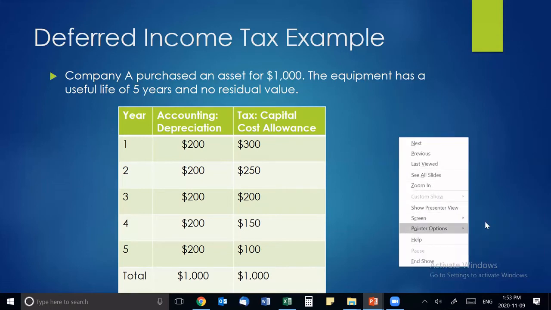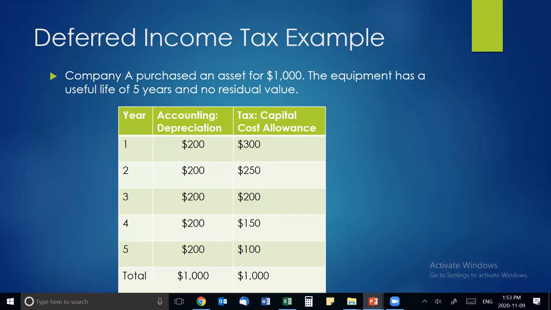So if we're taking more of a deduction now, that's because we took 300 instead of taking like a 200 amount, right? So if we took 300 for tax, we took more now, right? More deduction. So we took more of a deduction now, which means if we took more of a deduction now, would we pay more tax now or less tax now?